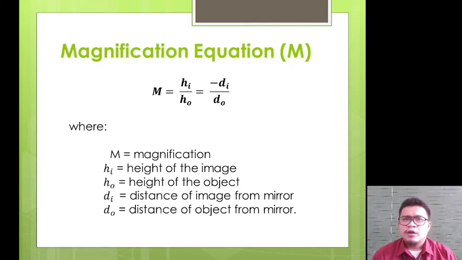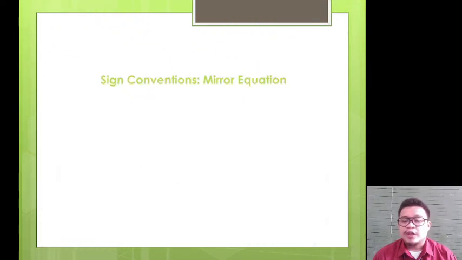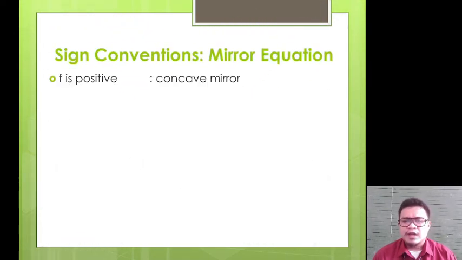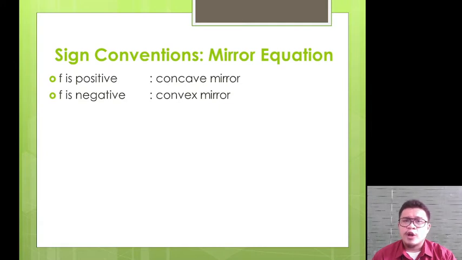Now, in order for us to summarize our descriptions of the image formed by spherical mirrors through this analysis, we need different sign conventions to remember. So what are these sign conventions? Let's show that one right now. F is positive, or the focal length is positive for a concave mirror, while f is negative for convex mirrors. Now, d sub o is always taken as a positive value.